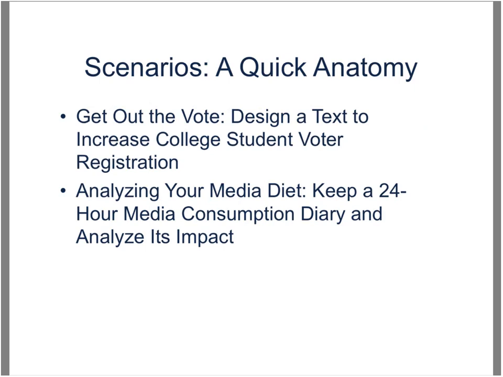So I want to start with a quick anatomy to show the structure of a couple scenarios and a description of the processes that students would work through. I'll also return to several other scenarios at the end of this so I can get into more depth on specifics. I'm going to talk about what I call the get out the vote scenario first, which is where students are asked to design a text of any kind they can justify to encourage college students to register for voting. And the second anatomy that we'll look at is an exercise about thinking critically about media consumption.